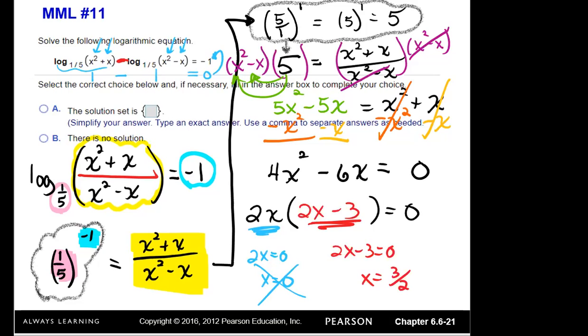And then the 3/2, let's see, 3/2 squared plus 3/2, that will be okay. And 3/2 squared is 9/4 minus 3/2, which would be 6. Yep, that's okay. This doesn't cause any negative problems or any zeros like that. So 3/2 is the only answer. So I'd click on this and type in 3/2 and get my positive affirmation. All is well with the world.